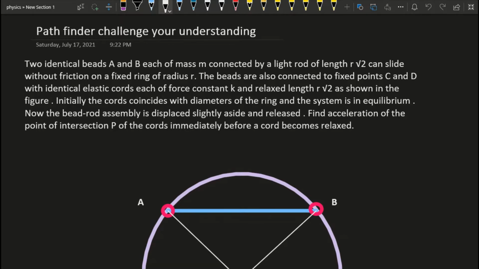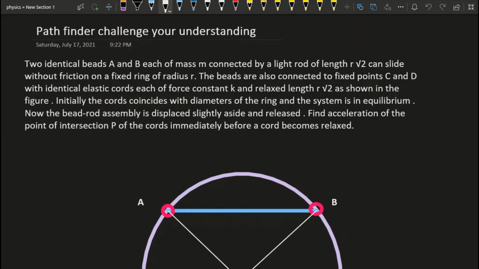Two identical beads A and B, each of mass m, connected by a light rod of length r root 2, can slide without friction on a fixed ring of radius r. The beads are also connected to two fixed points C and D with identical elastic cords, each of force constant K and relaxed length R root 2, as shown in the figure. Initially, the cords coincide with the diameter of the ring and the system is in equilibrium.